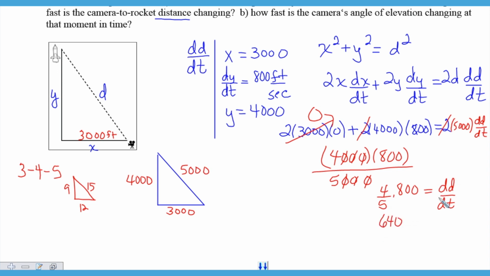What? This is a dimension. So this is feet. I think it's feet. Feet per second is dd/dt.